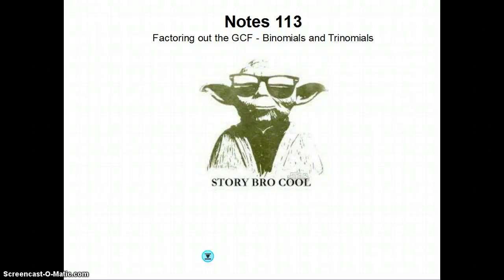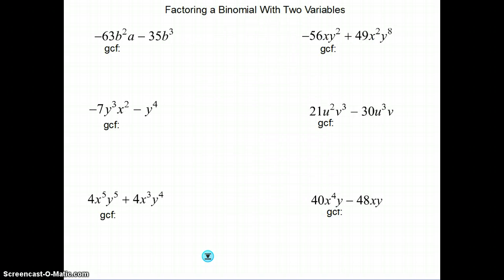Today we are going to continue our discussion on factoring binomials and trinomials by identifying and factoring out the greatest common factor. We've spent the past few lessons talking about this, so we're just going to expand upon this a little bit in this lesson today. First, I'd like to talk about factoring a binomial that has two variables.